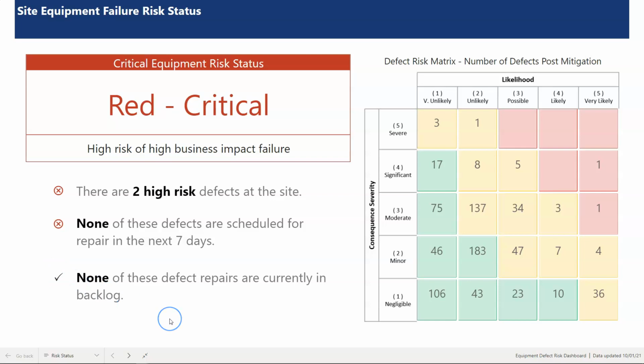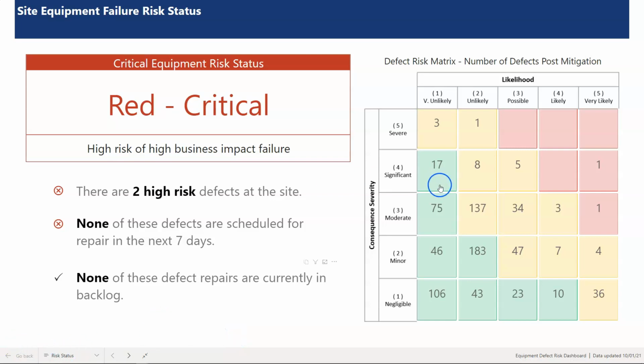So we've got 2 high-risk defects. None of them are scheduled in the next 7 days, but none of these defect repairs are currently in backlog, which means they're past their target finish date, which is quite important. The target finish date is a date which is provided by the risk ranking here. So that's the first screen.